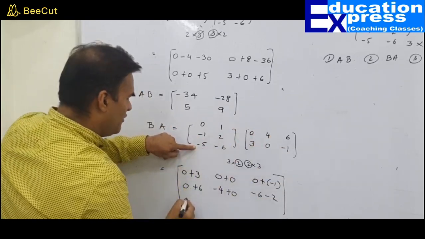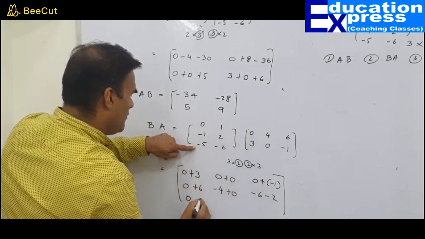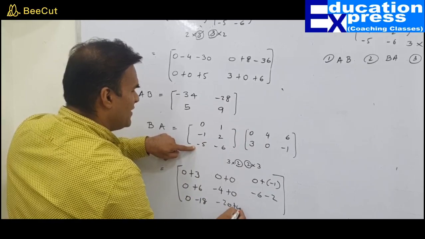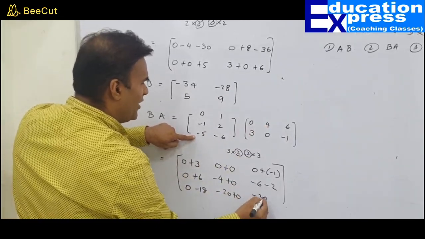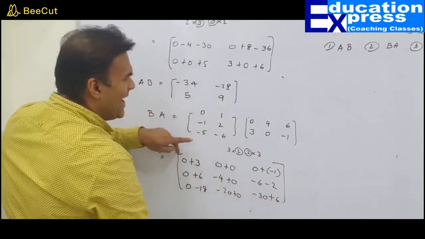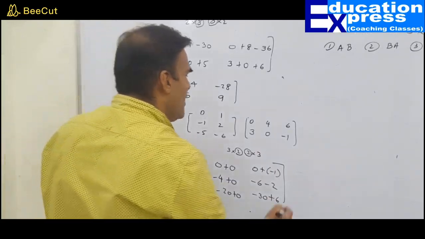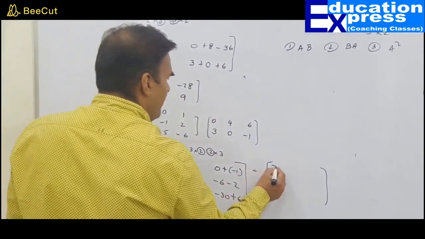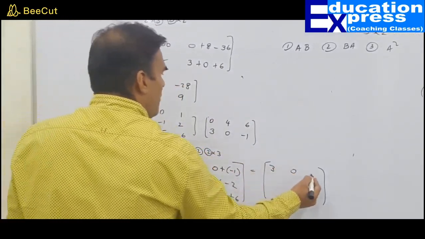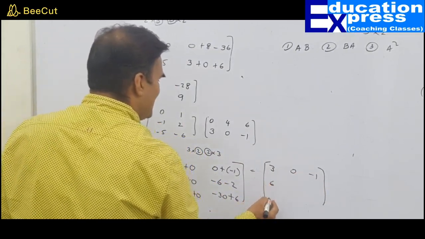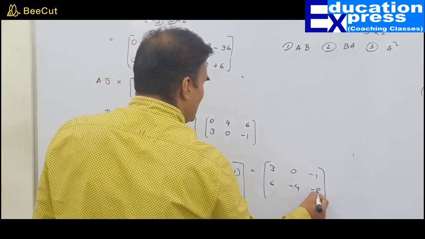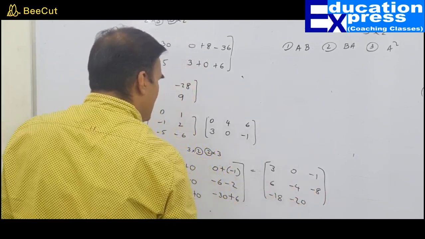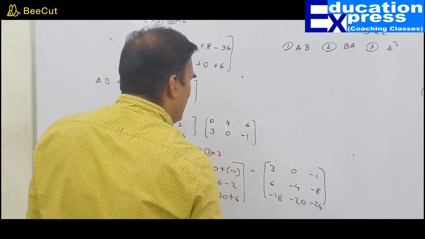Third. Minus 5 into 0, 0. Minus 6 into 3, minus 18. Minus 5 into 4, minus 20. Plus 0. Minus 5 into 6, minus 30. Yes, you have learnt it. You got an art of doing it so well. 3, 0, minus 1, 6, minus 4, minus 8, minus 18, minus 20, minus 24.